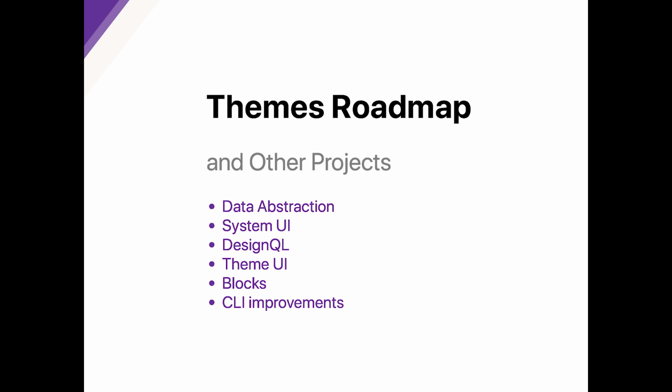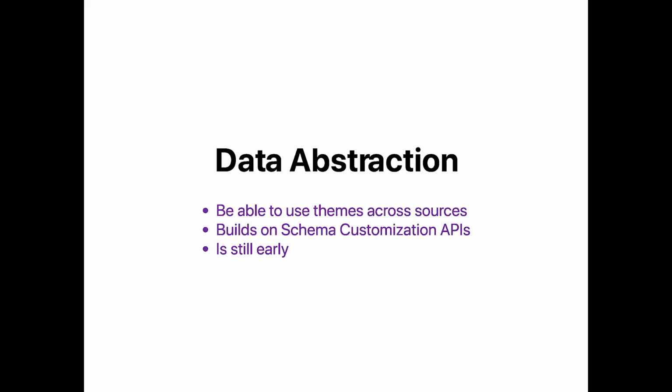Which brings us a little bit to the roadmap and the other projects that we're working on as part of the themes team. Data abstraction is the idea that we can use data types across different themes. So if we have a blog data type, we can set up a bunch of child themes that use that same type, and we can have a bunch of other themes in the ecosystem that interact with that type, right? So if you have a blog post, as opposed to all MDX or all file or all markdown remark, then we can source it from anywhere, right? You can source it from the file system, you can source it from a CMS. And we're still early on this, but it builds on top of the schema customization APIs.